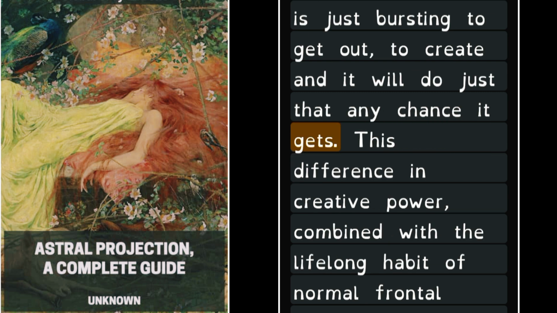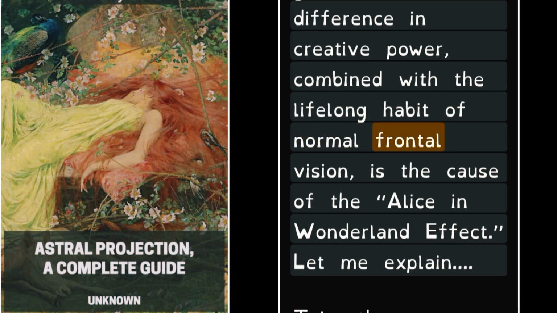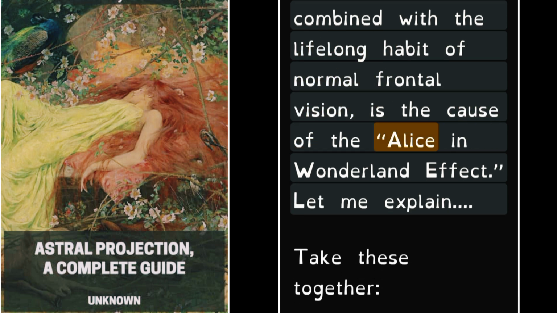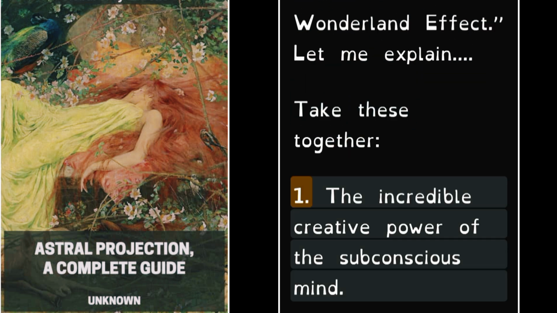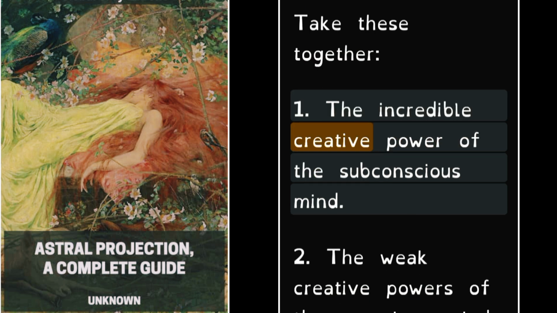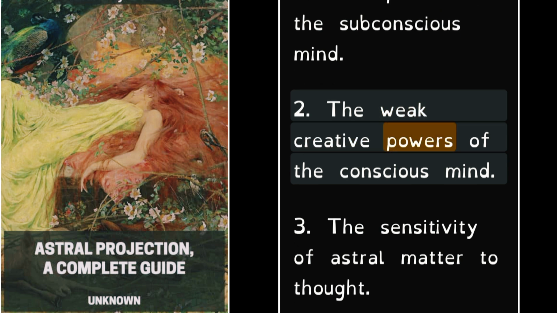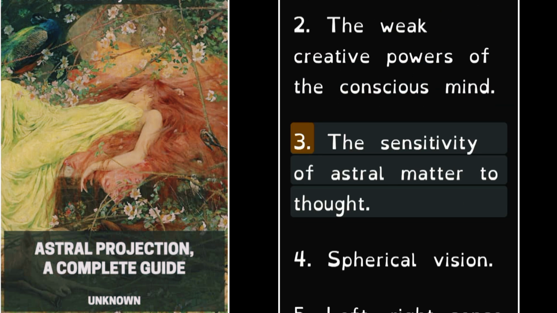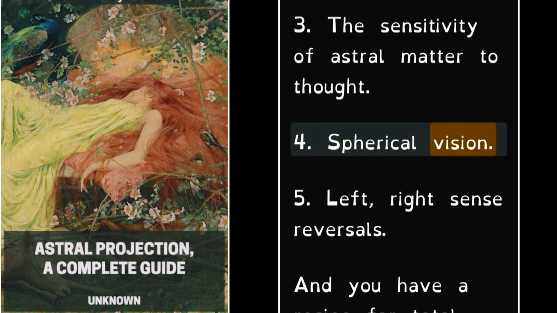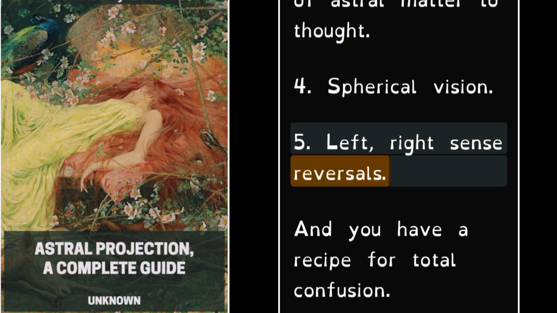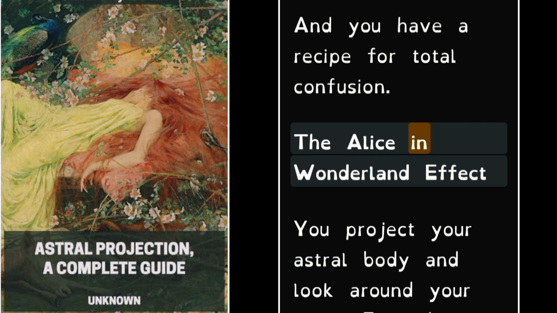This difference in creative power, combined with the lifelong habit of normal frontal vision, is the cause of the Alice in Wonderland effect. Let me explain. Take these together. 1. The incredible creative power of the subconscious mind. 2. The weak creative powers of the conscious mind. 3. The sensitivity of astral matter to thought. 4. Spherical vision. 5. Left-right sense reversals. And you have a recipe for total confusion. The Alice in Wonderland effect.